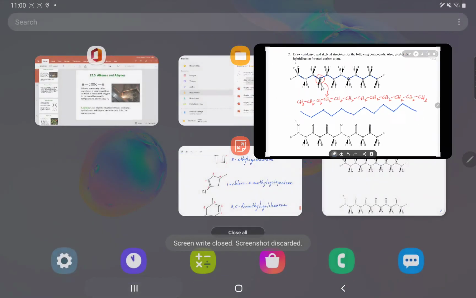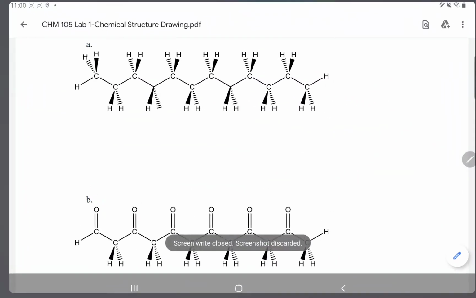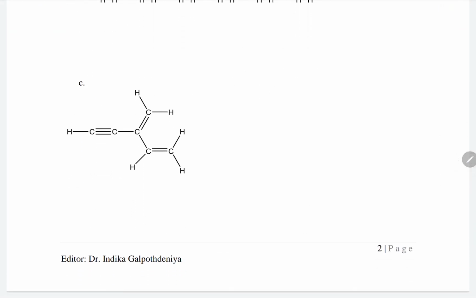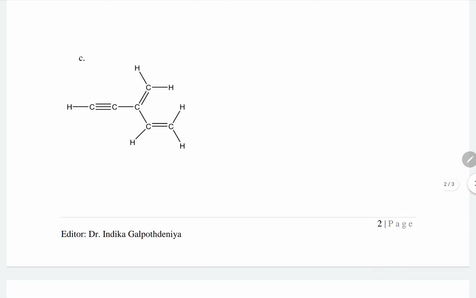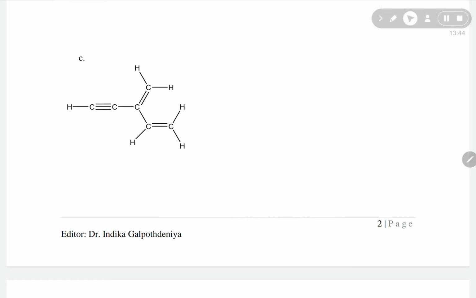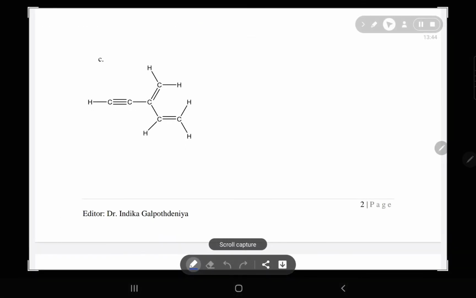Okay, let's do one more. Let's try C. C looks like a nice question. This is the last one that I do, so pay attention. In here we need to draw the condensed structure and the skeletal structure.